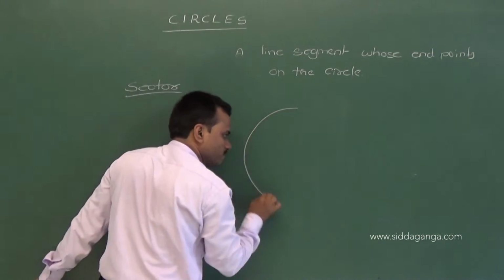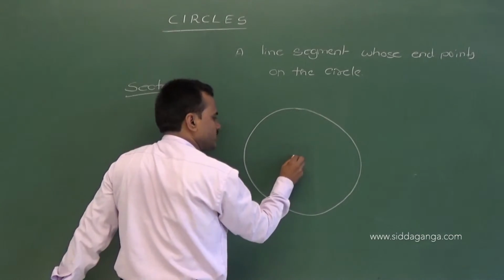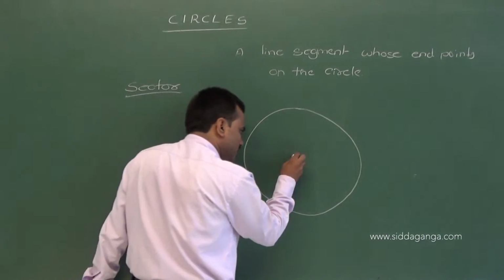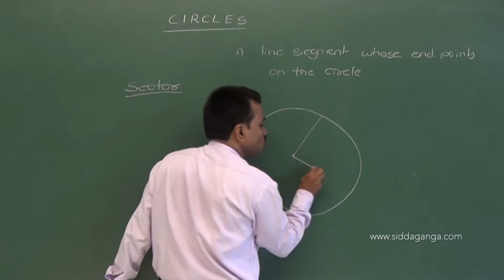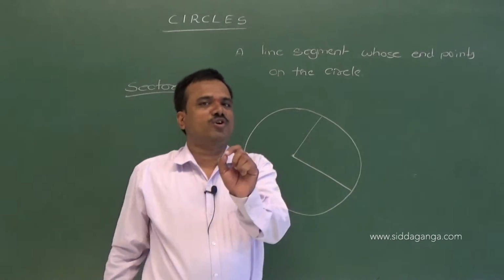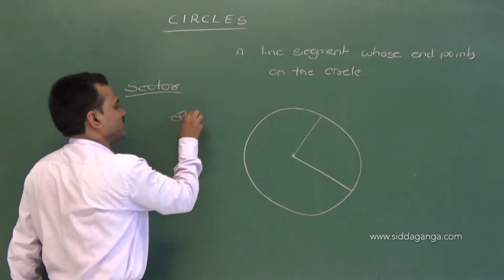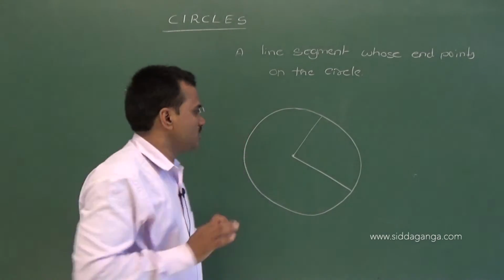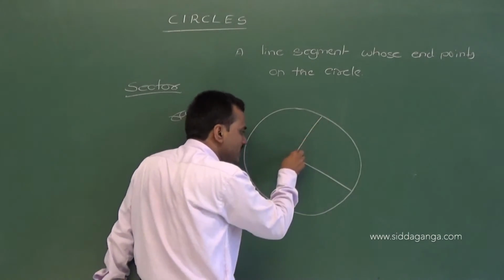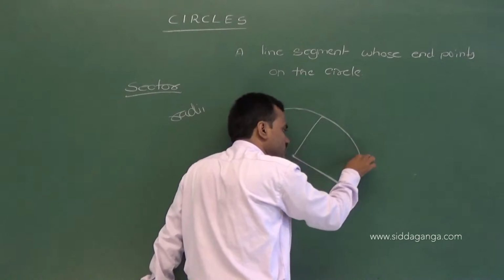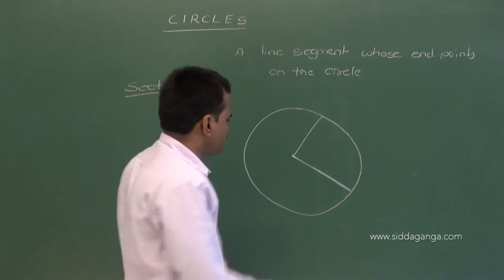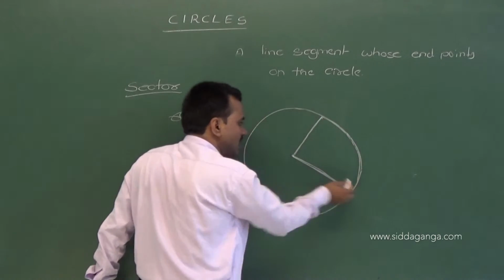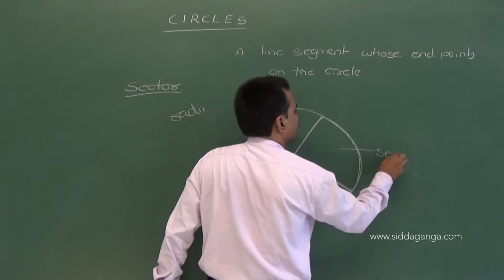Sector means what? So I draw a circle with its center. Sector means the area bounded by two radii. The plural form of radius is radii. Correct? The area, or else the region, bounded by two radii and an arc is called a sector.